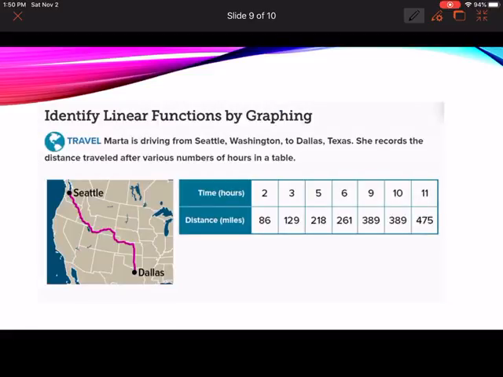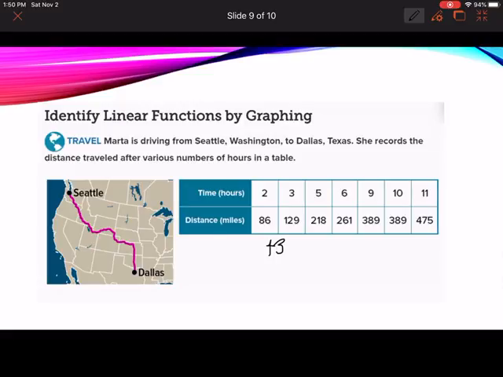So identify linear functions by graphing. So Martha is driving from Seattle, Washington to Dallas, Texas. She records the distance traveled after the various numbers of hours. So we need to do some math here, and we need to find the difference between each of these things going on. So first thing we'll find the difference of is the distance. So I'm going to take 129 and subtract 86 and see what the difference is. So this is 43 miles.